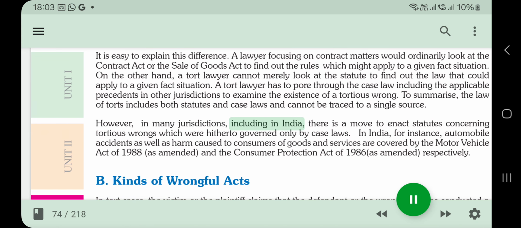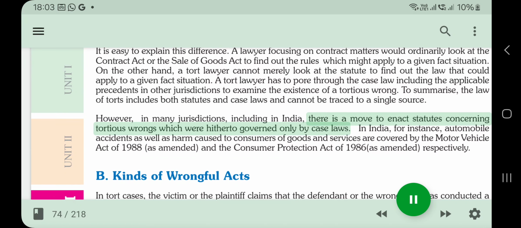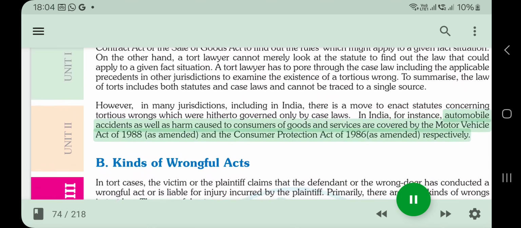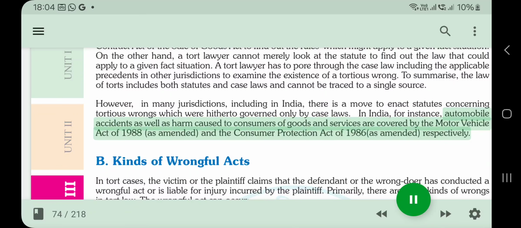However, in many jurisdictions, including in India, there is a move to enact statutes concerning tortious wrongs which were hitherto governed only by case laws. In India, for instance, automobile accidents as well as harm caused to consumers of goods and services are covered by the Motor Vehicle Act of 1988, as amended, and the Consumer Protection Act of 1986, as amended, respectively.